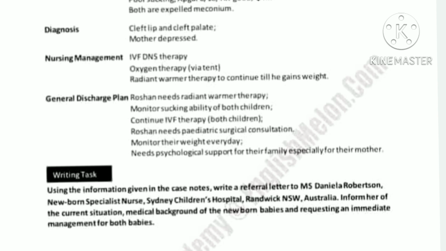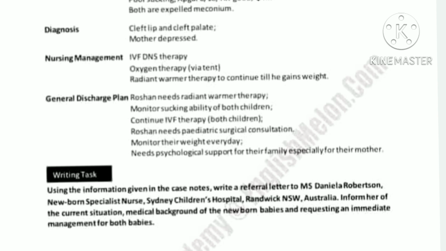First we can write the address: Miss Daniela Robertson, newborn specialist nurse, Sydney Children's Hospital, Australia. Even though you didn't write Randwick, it's okay. Then the date is 7th January 2019. Dear Miss Robertson, always we are using the surname. Then reference, we have to write Ryan and Rohan because we are going to refer both of them. Then let's write the date of birth, 8th January 2019, because that is the admission date and they did the cesarean section on the same day.